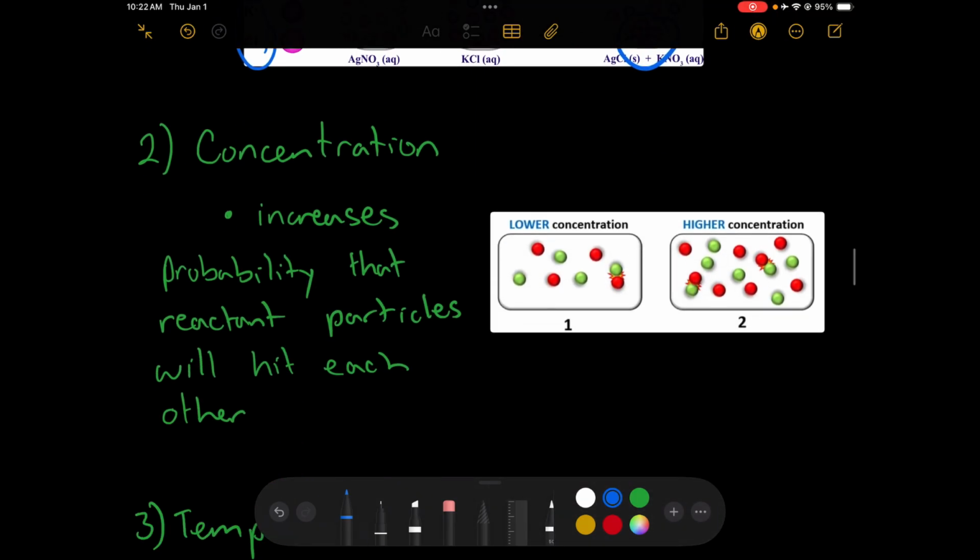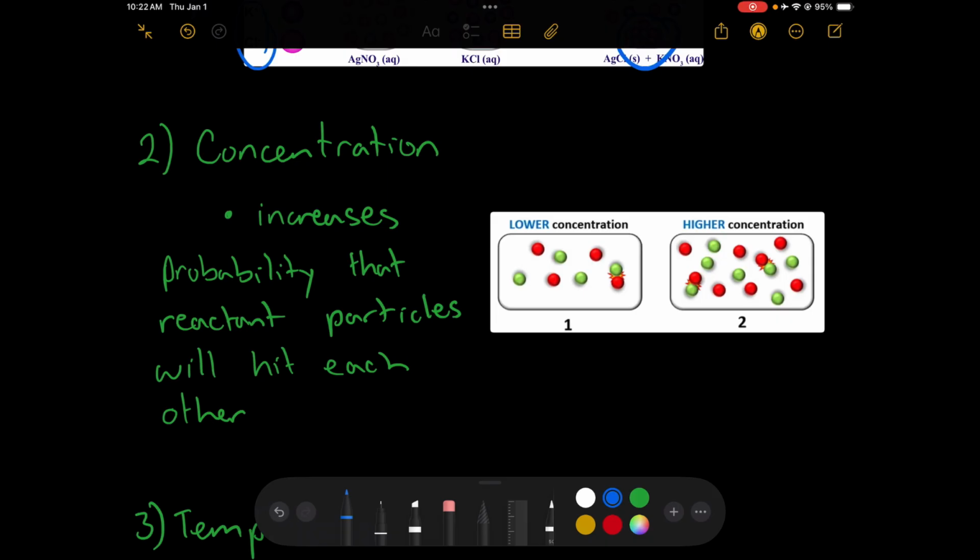Another thing that can affect reaction rate is concentration. If you increase concentration, what you're doing is you're putting more reactant molecules in the same space, and you're increasing the probability that reactant particles can hit each other. So you're increasing the probability of a collision happening.